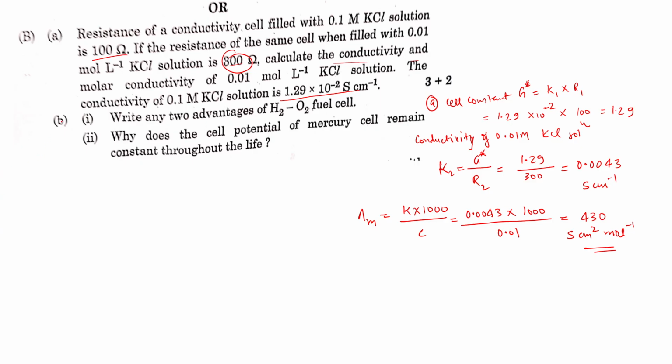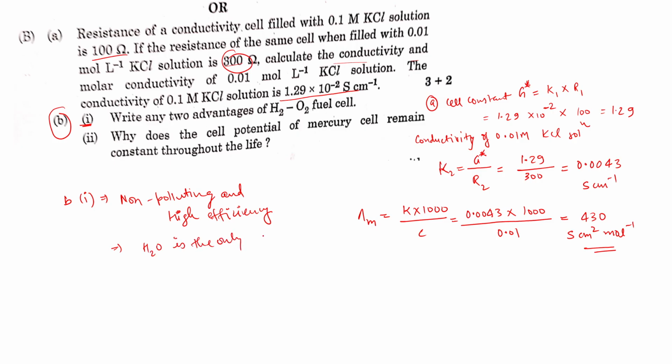Now, second part, B. B first. Advantage of H2O2 fuel cell. They have various advantages. We can write that they are non-polluting and have high efficiency. And for this type of cell, H2O, water, is the only byproduct.